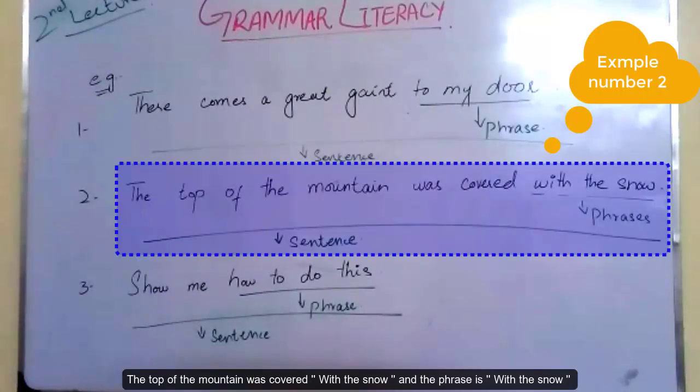The next one is with the snow. The phrase is with the snow. Somebody is asking how the mountains are covered, and someone is giving the answer, with the snow. The whole sentence is, the top of the mountain was covered with snow.